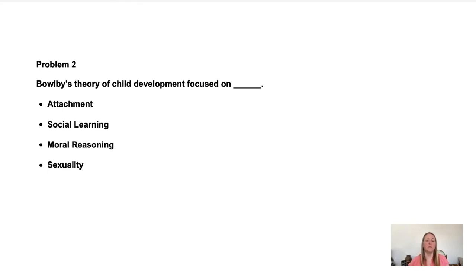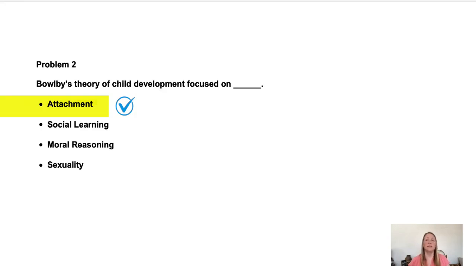Bowlby's theory of child development focused on attachment, social learning, moral reasoning, or sexuality. Social learning is incorrect. This is believed that children learn through watching others and modeling behavior. Moral reasoning is incorrect. This is how children develop moral thinking in stages. Sexuality focused on the stages of psychosexual development.